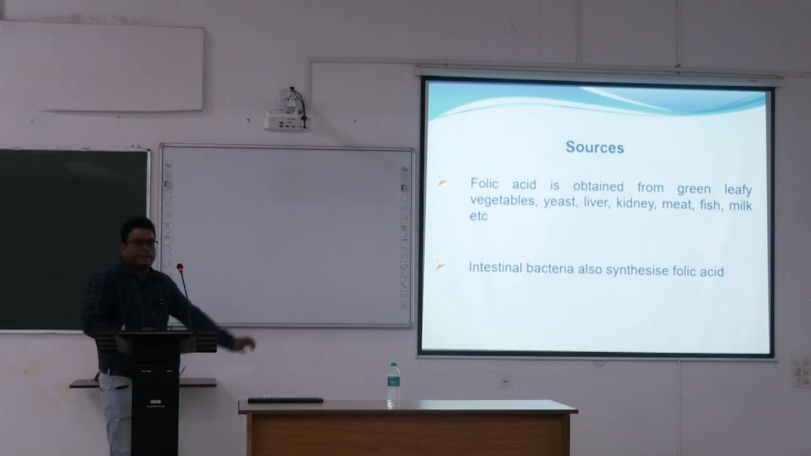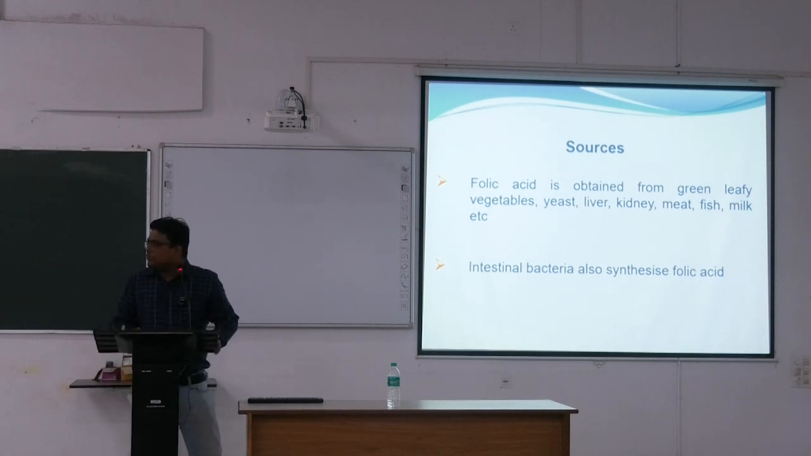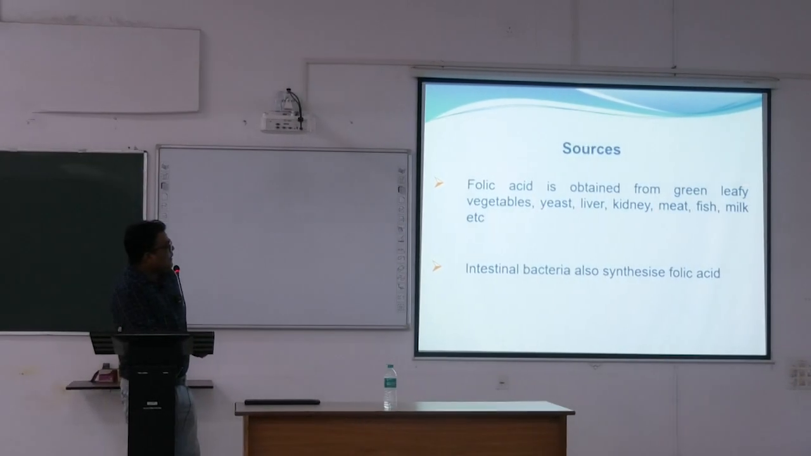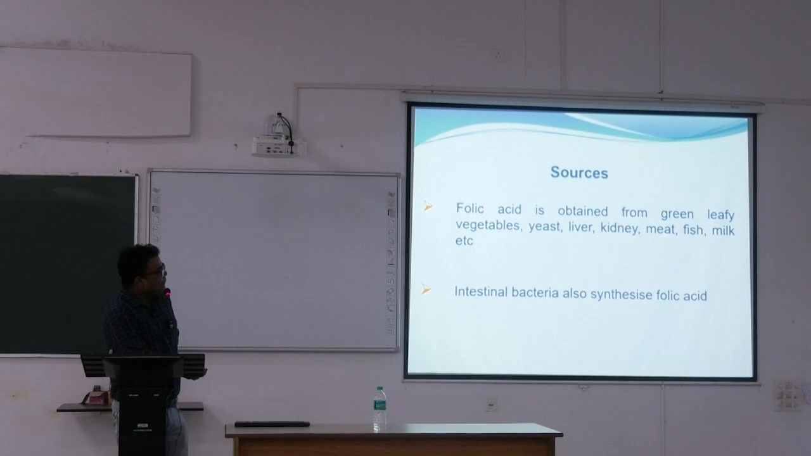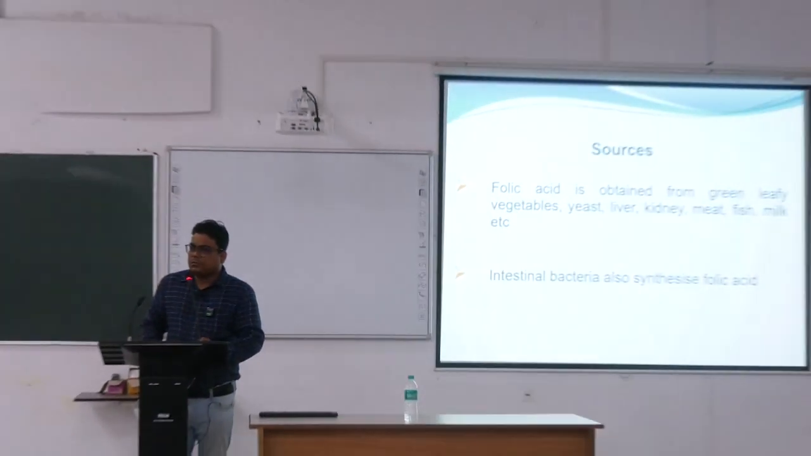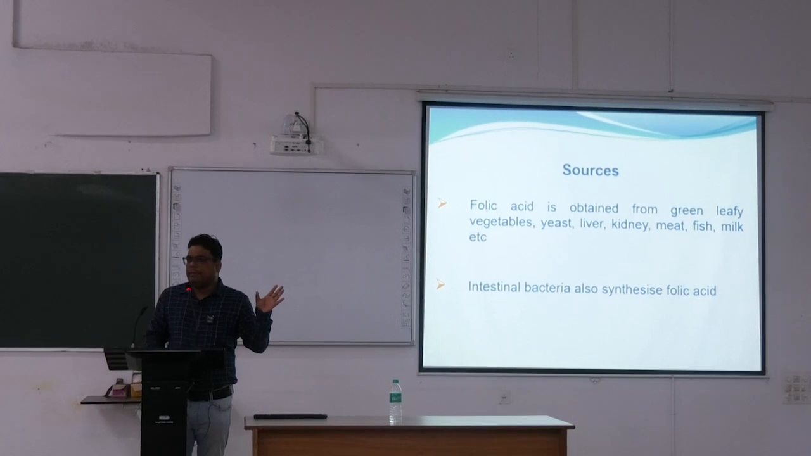Now the sources. I already told you that the major sources of this vitamin are green leafy vegetables. That's why it is named from folium. Folium stands for green leafy vegetables. It is found in green leafy vegetables, yeast, liver, kidney, meat, fish, milk, etc. B9 is obtained from vegetable sources like green leafy vegetables, but B12 is majorly obtained from liver, meat, and kidney.